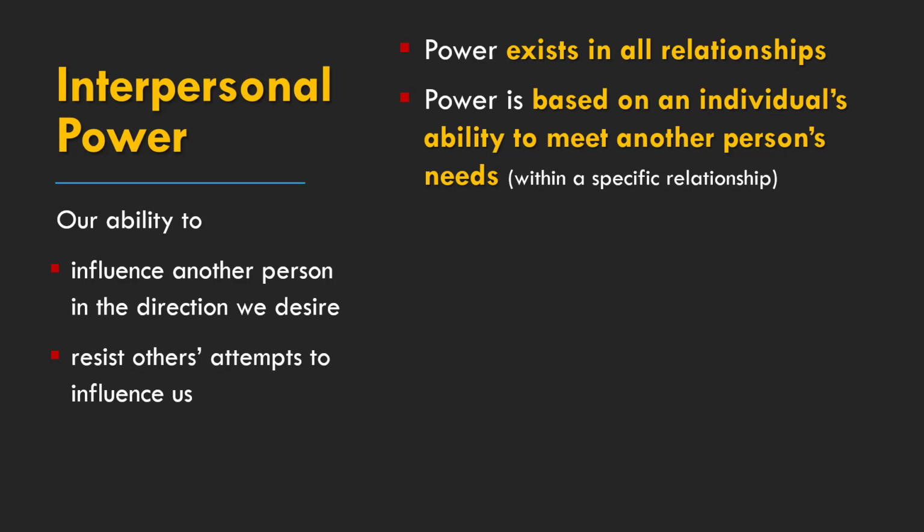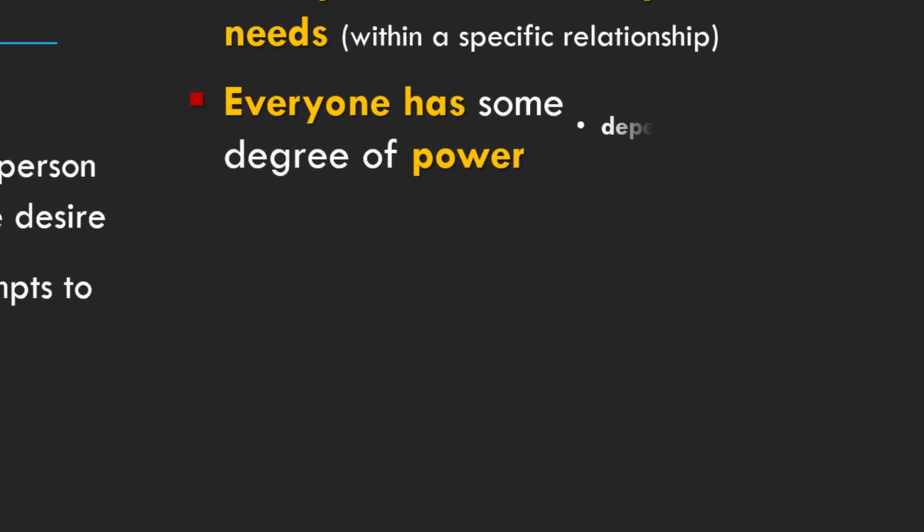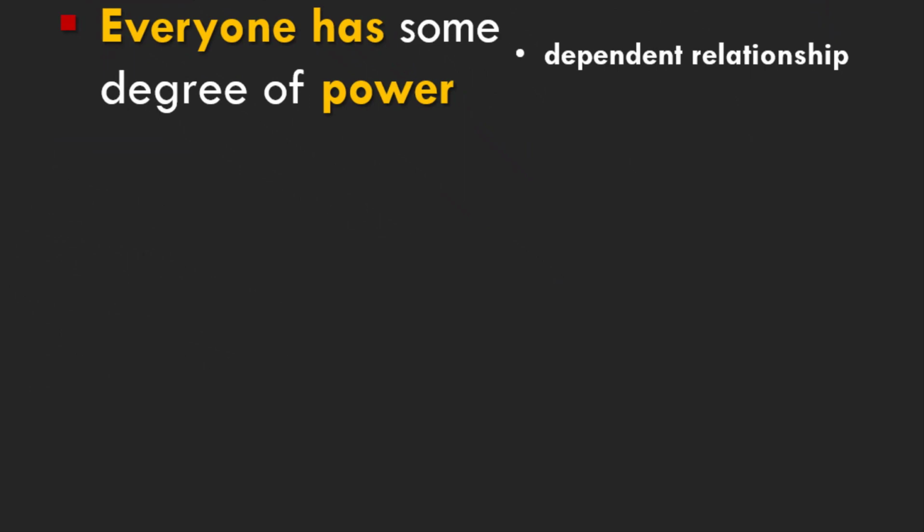Also, all partners in an ongoing relationship have some degree of power, even if it's what some would call negative power. If one person is more dependent on the other person's power, we call that a dependent relationship. There is an imbalance of power. One person has a greater need for the other person to meet their needs. Keep in mind that the more people we have who are available to meet our needs, the less power any one individual has over us.